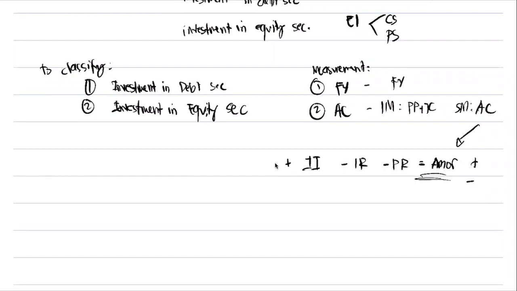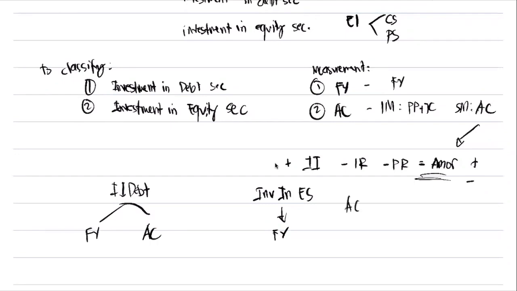Okay? Now, going further, we can also combine these classifications according to its nature and its measurement. Therefore, we can say that a debt security or investment in debt can either be at fair value or amortized cost. And then we have your investment in equity securities that can only be at fair value. Sir, question. Why is amortized cost not part of your investment in equity securities?